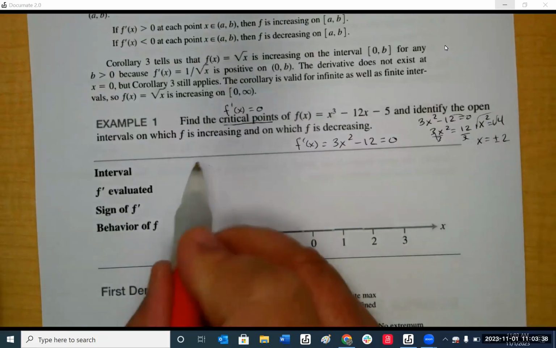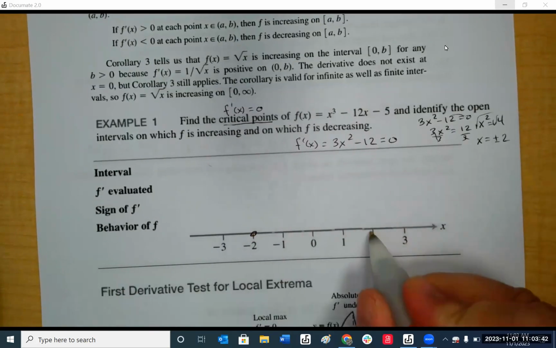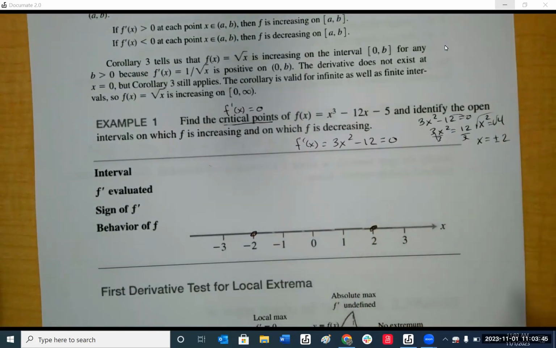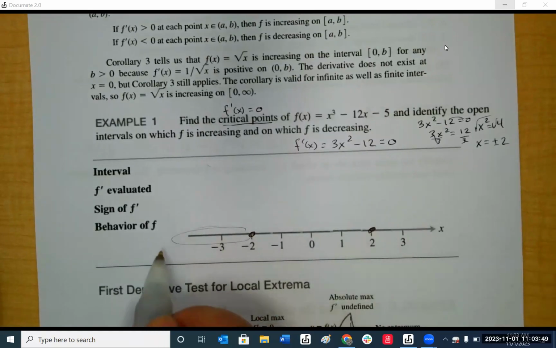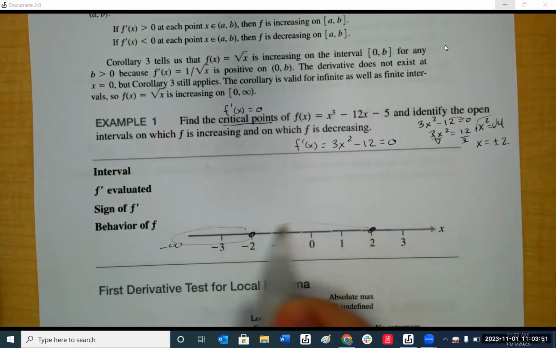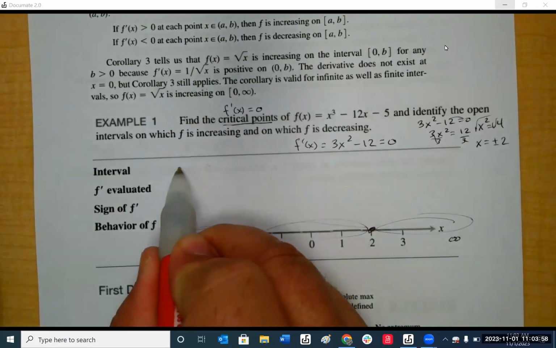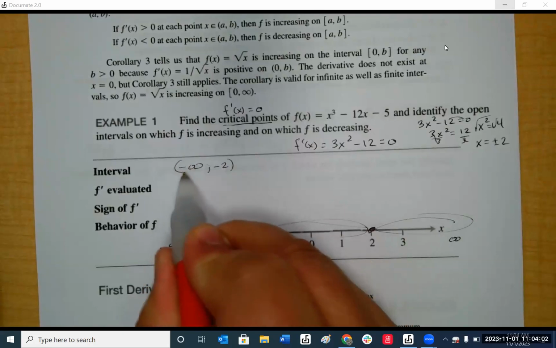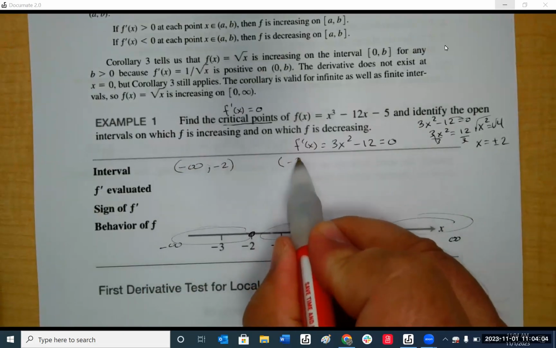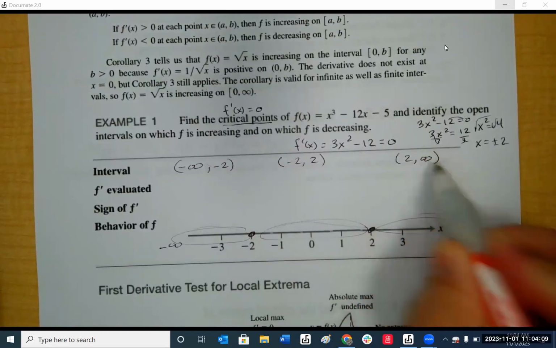Okay. So the intervals are going to be from, because our -2 and 2 are our critical points. Right. So everything on this side, everything between here and everything here are our intervals. -infinity to -2. -2 to 2. And 2 to positive infinity.